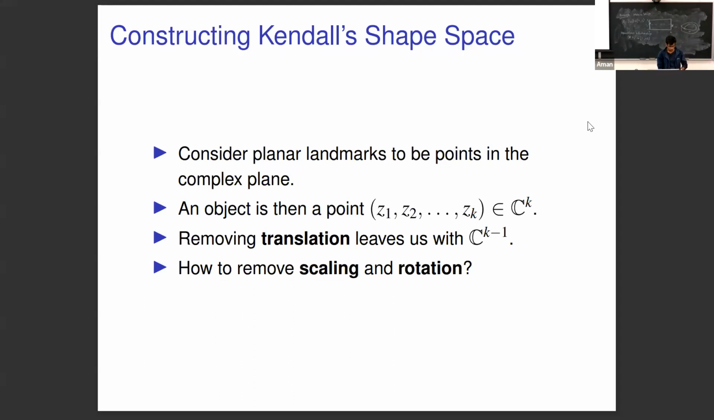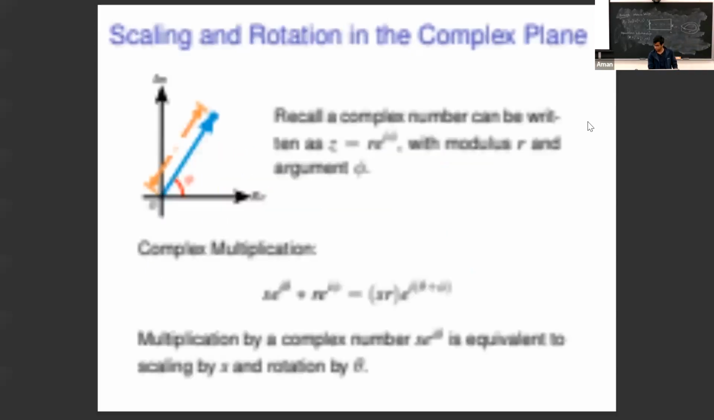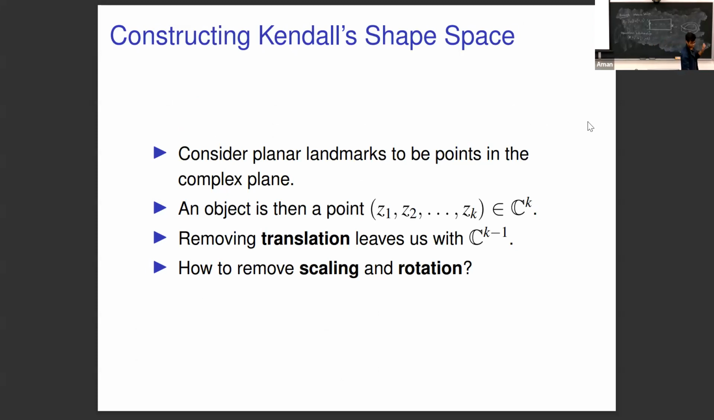Okay, so let's get back to constructing the Kendall shape space finally. All right. So again, consider the 4 steps. The first step is to consider planar landmarks to be points in the complex plane, right? There are 2 ways of embedding things in Kendall shape spaces, and we'll look at both of them. The first one is through complex numbers and complex math, and this is that method. The second one we'll look at as an alternative method which uses orthogonal Procrustes analysis, and we'll talk about that as well.